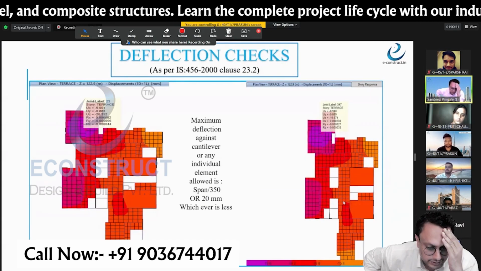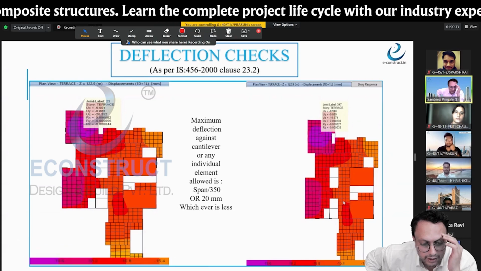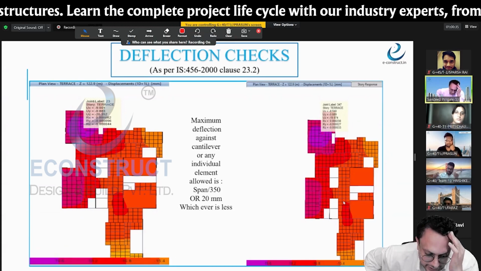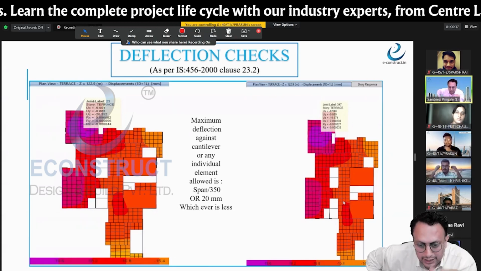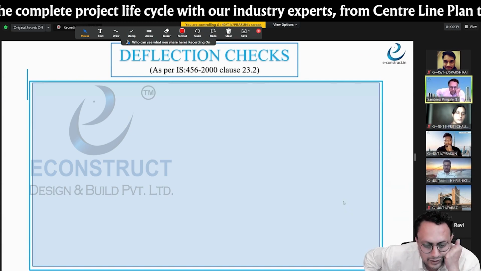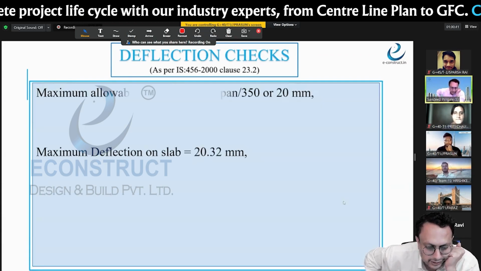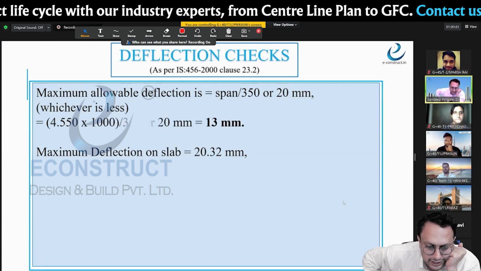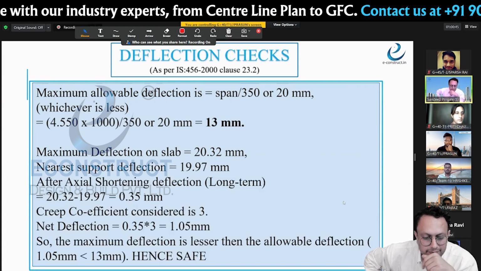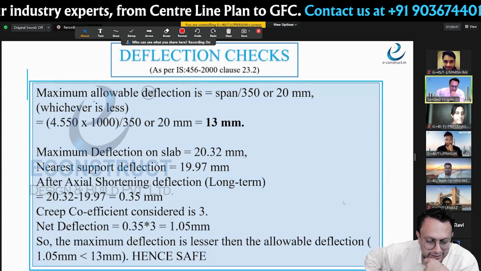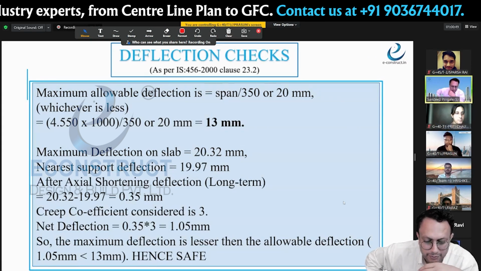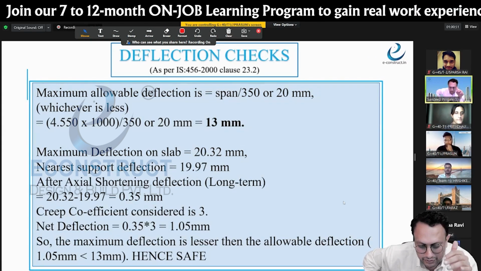Next slide. This is okay. Meshing is perfect. Wind analysis, I mean calculation-wise, model-wise, I don't think any issue is there. Maximum deflection of the slab. Deflection calculation is fine. I think you have done the creep analysis also, or you multiplied by 3. Okay, fine. Go to the next one.